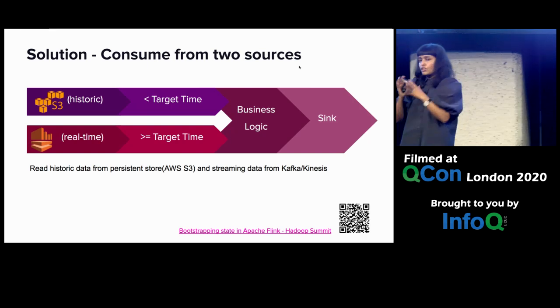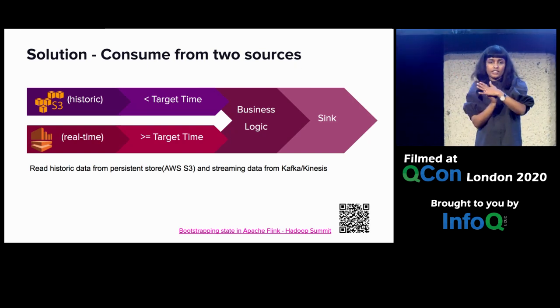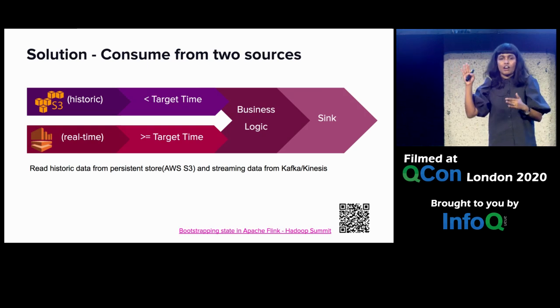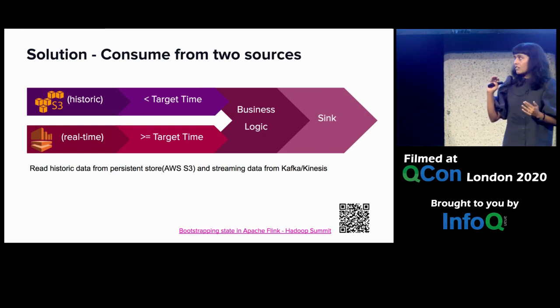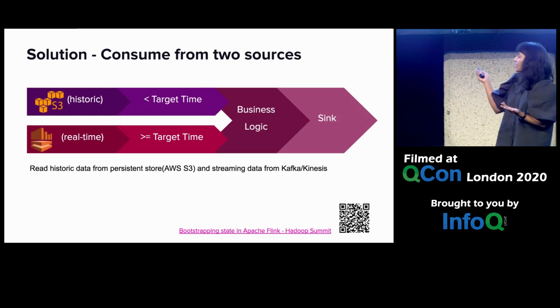And in order to remove any duplicates when we are unioning these two streams, we use a target time as a bridge between the two. And this works great. This is what we currently use. So this is our bootstrapping strategy.